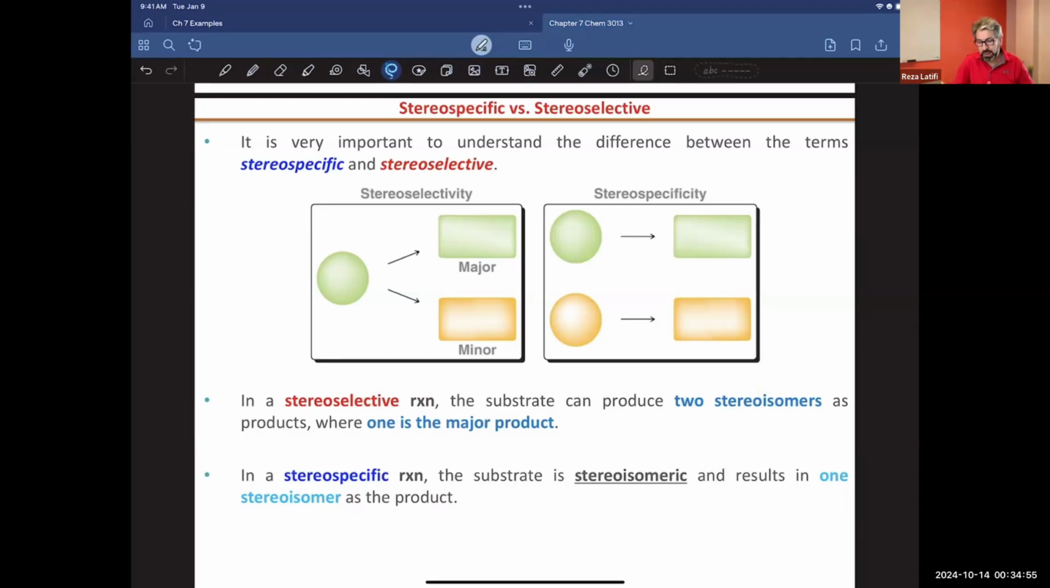On the right side, it depends on the stereospecificity of the starting compound, whether it's R or S. You will get a specific product. You're not going to get both of them. Only one of them will be possible. In that case, we say the reaction is stereospecific. Let me practice some examples of each of these terms, and maybe that will help you understand the meaning of regioselectivity, stereoselectivity, and stereospecificity.